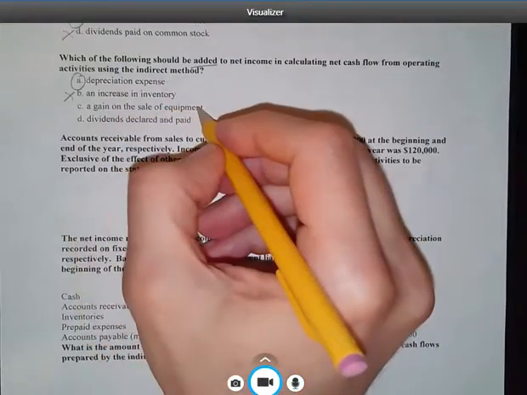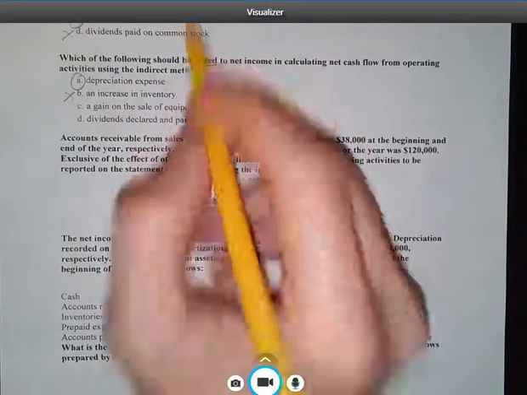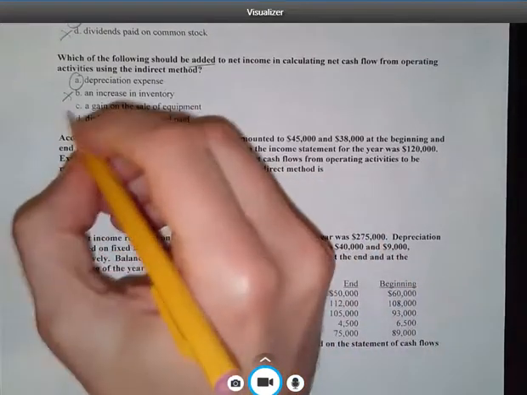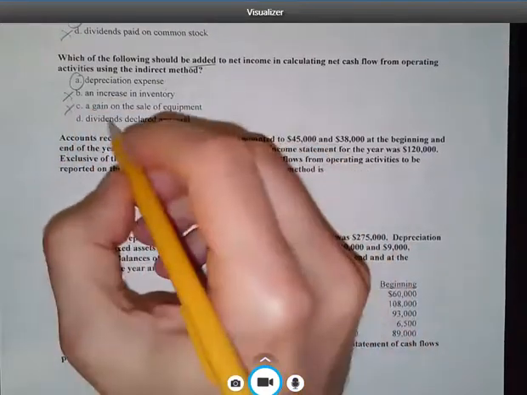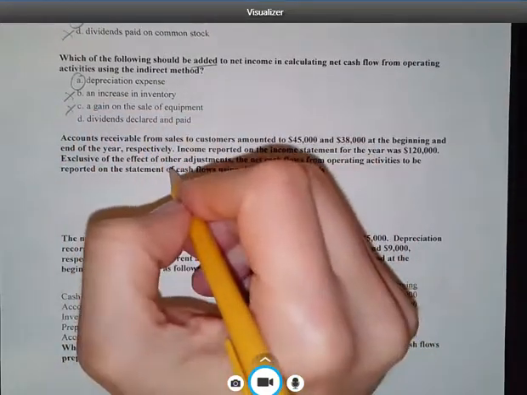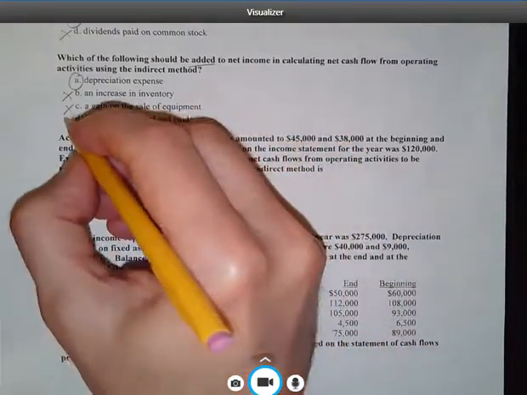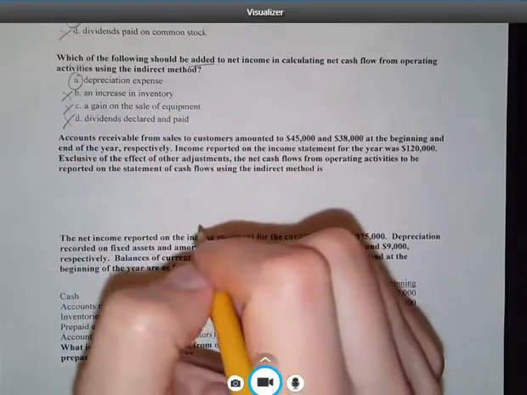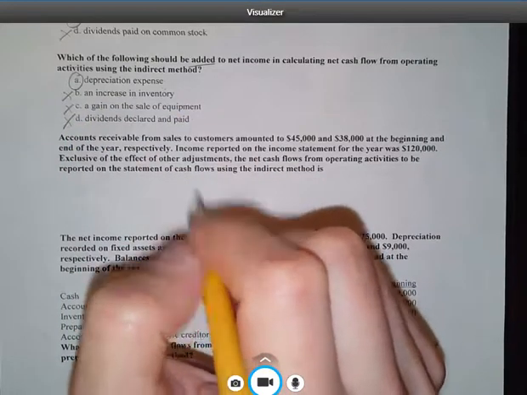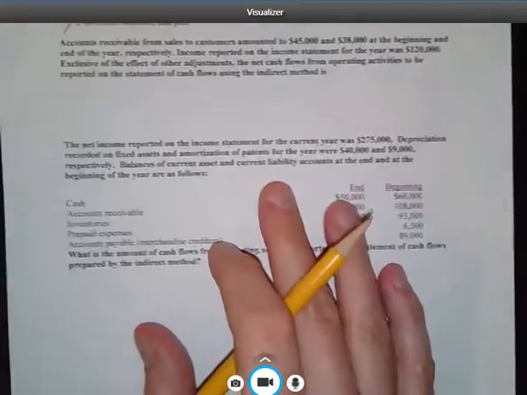A gain on the sale of equipment. We essentially had the same thing up in the first question, although it dealt with land. So that's wrong. Dividends declared and paid. The declared part means nothing. The paid part, that's a wrong answer as well. Okay, so A, depreciation expense is our correct answer.